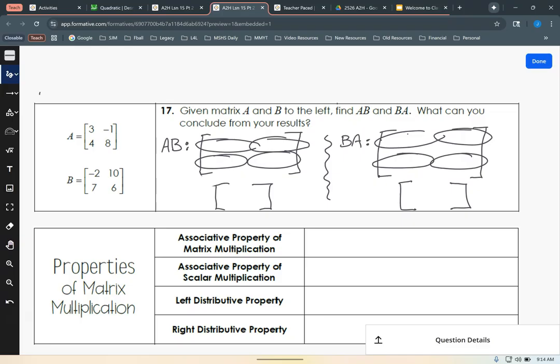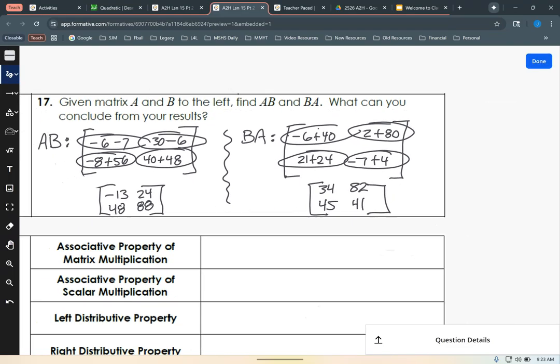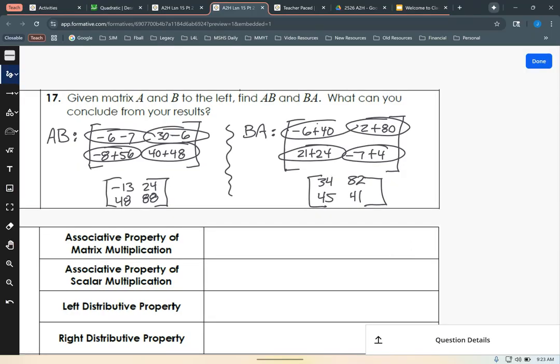Everybody understand what I want you to do? Yeah. All right. Then do. All right. Let's take a look up here. Focus with me. All right. So check your work. Did you come up with the correct answer matrices?